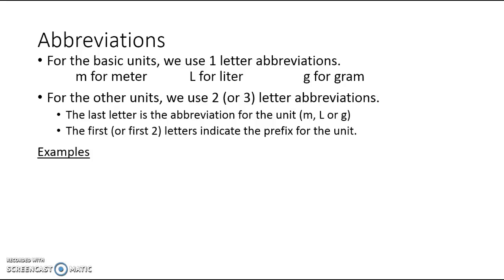Here are some examples. The millimeter is an M for the milli and an M for the meter, MM. The centiliter is a C for the centi and an L for the liter, CL. The decigram is a D for the deci and a G for the gram, or DG for decigrams.